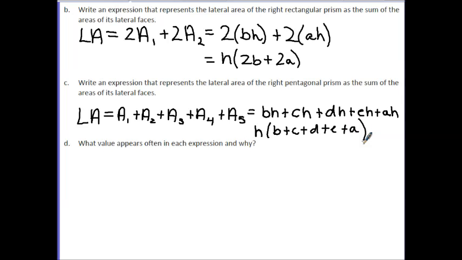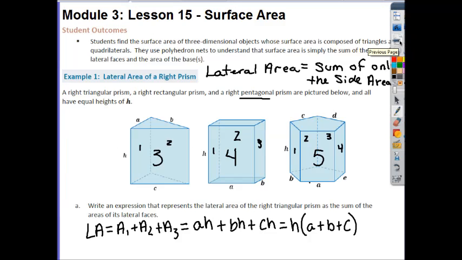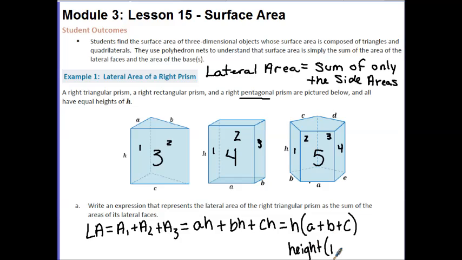Looking back at all of these, what I notice here is that what's left inside the parentheses is actually a perimeter. So looking back at our figures here, if I wanted to find the perimeter of the base, in this case, I would do A plus B plus C. That's exactly what I have here. So this is really height times the perimeter of the base.